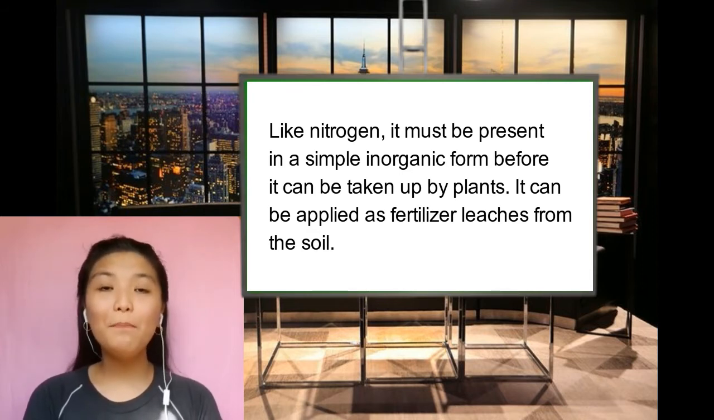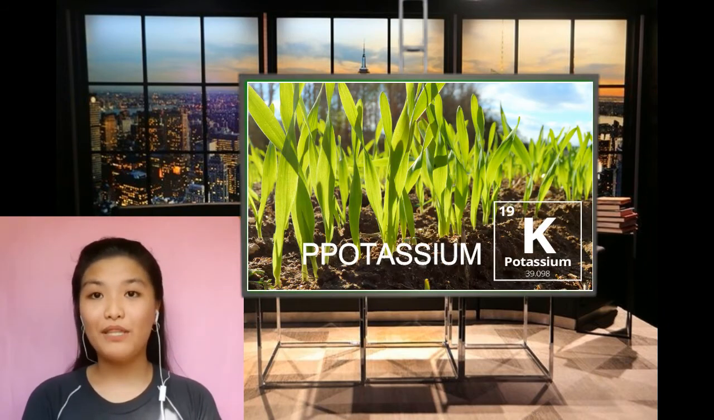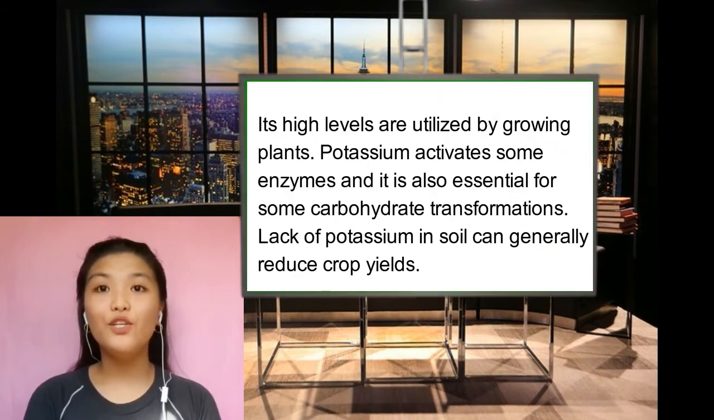It can be applied as fertilizer and leaches from the soil. Next is the potassium. Its high levels are utilized by growing plants. Potassium activates some enzymes and it is also essential for some carbohydrate transformations. Lack of potassium in soil can generally reduce crop yields.